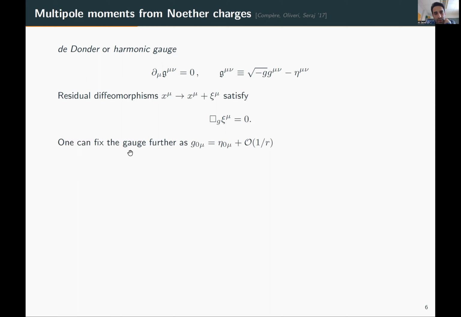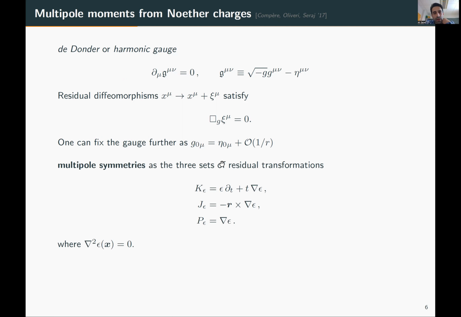You can again fix the gauge further by demanding the 00 and 0i components of the metric behave in this specific way. And as a result, you find that the generators of the multipole symmetries are given by these three sets of vector fields. And so you see that all these vectors depend on one scalar function epsilon, which is time independent and it solves the Laplace equation. So it's a harmonic function.